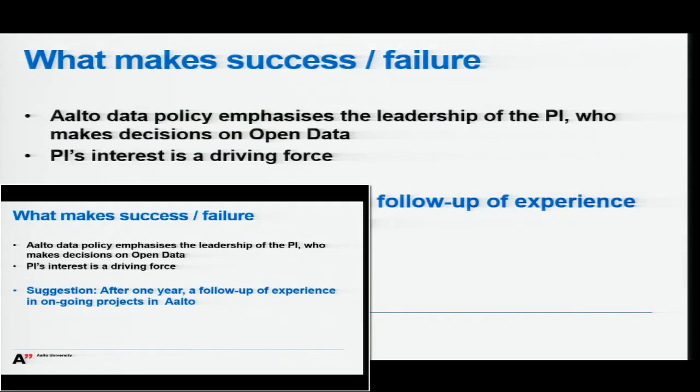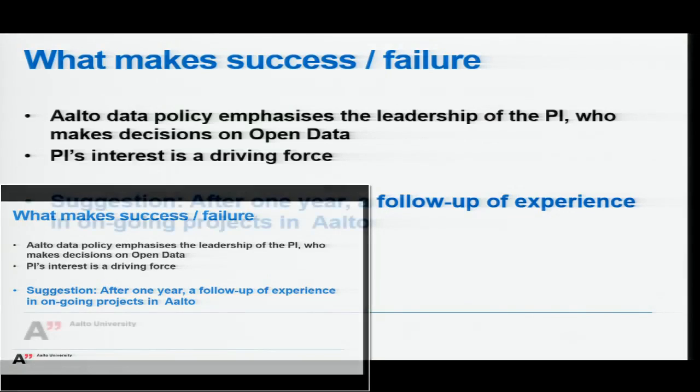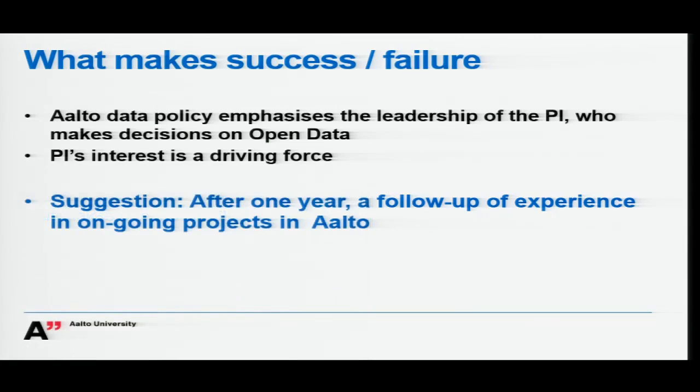And we're planning to collect our experiences more extensively after one year, because that will help us in the future. Because now the situation has been that we just started, and nobody knew what the open data pilot is about in practice. Now we know a bit more, and after one year we will know much more. Thank you.